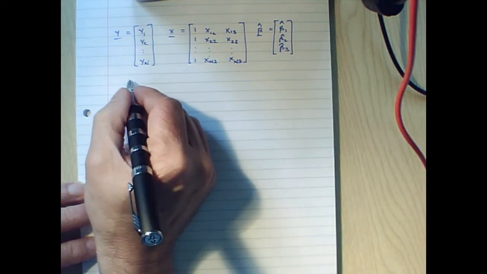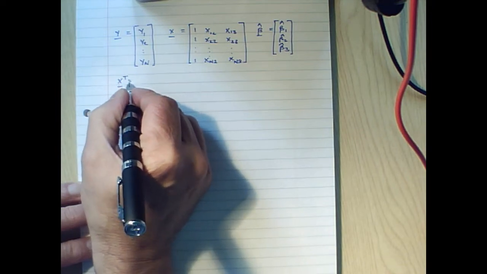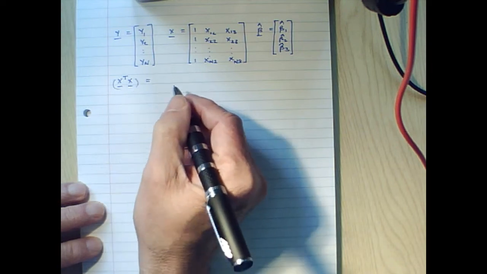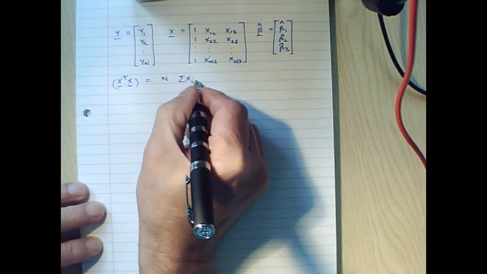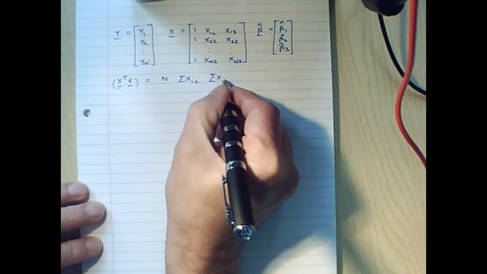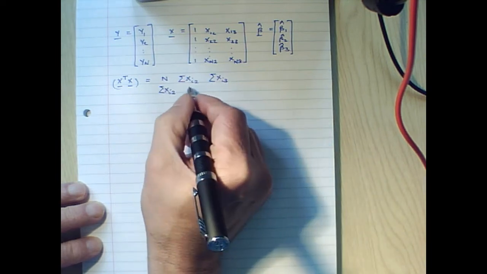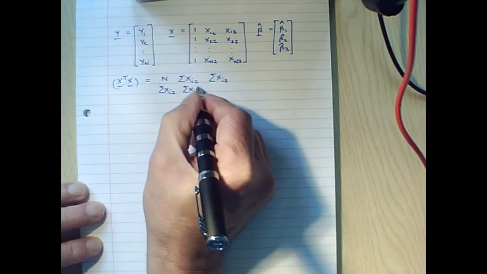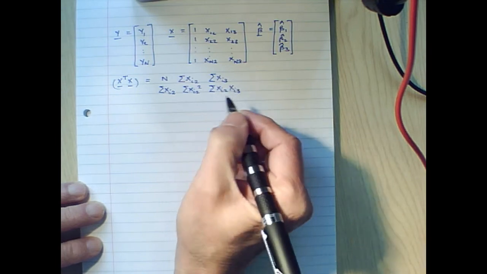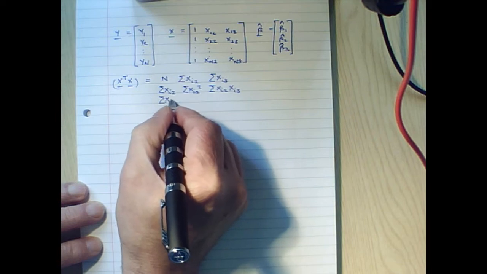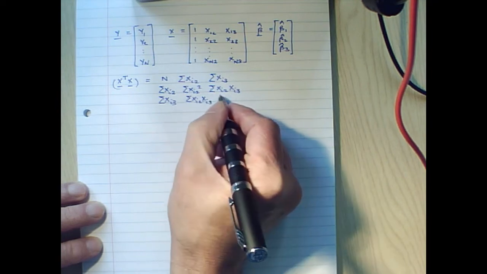Now let's consider what happens if we take the transpose of X and multiply it by the matrix X. So we take X transpose X. That will give us a 3 by 3 matrix with the following elements: n, sum of x2, sum of x3 in the first row. Then in the second row we'll have the sum of x2, the sum of x2 squared, and the sum of the cross products x2, x3. And then finally in the third row we have the sum of x3 and the sum of the cross products and the sum of the x3 squareds.